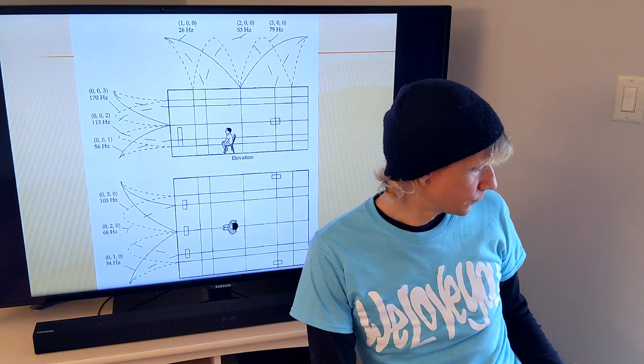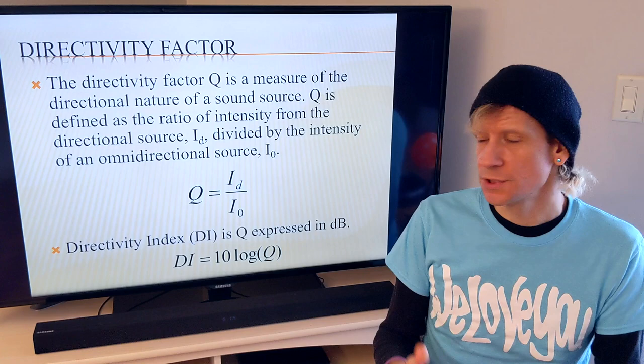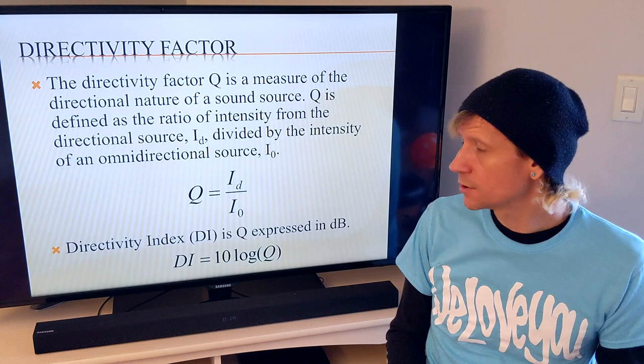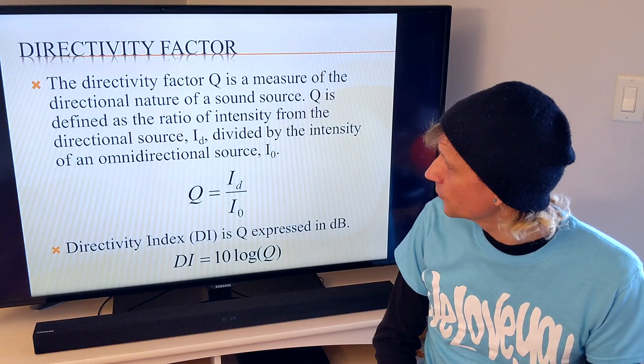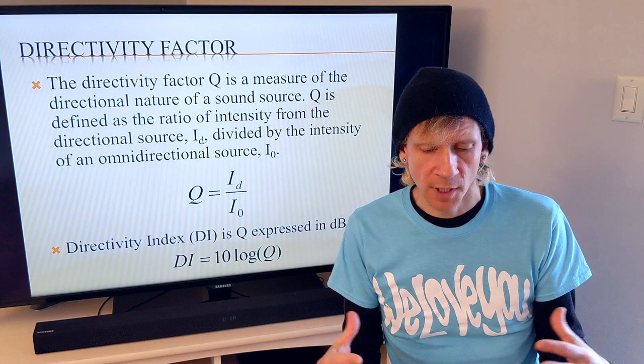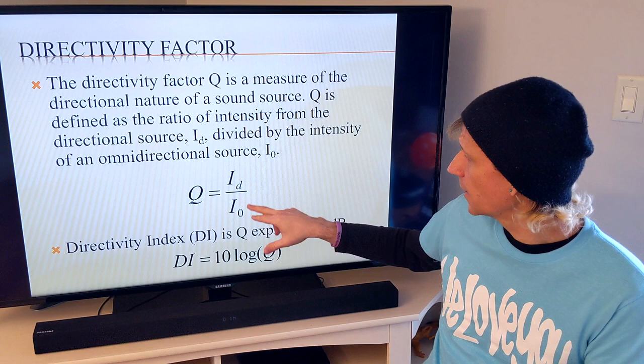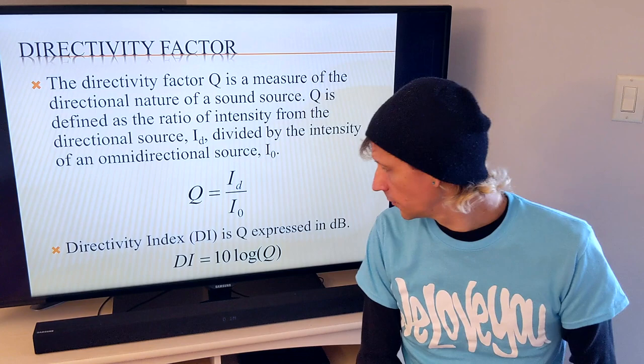Another thing that I mentioned early on was the Q factor or the directivity factor regarding speakers and how you set them up and where you set them up in relationship to walls. And so the directivity factor Q is a measure of the directional nature of a sound source. Q is defined as the ratio of intensity from the directional source, I sub D, divided by the intensity of a reference or omnidirectional source, like we talked about, omnidirectional being as if it were in free field, and then sound dropping off based on a function of the inverse square law. And so if we take a directional sound divided by an omnidirectional sound, we get this directivity factor Q that you can figure out this way.